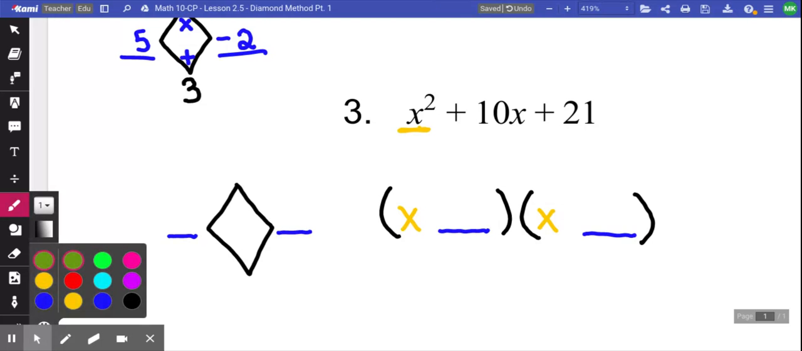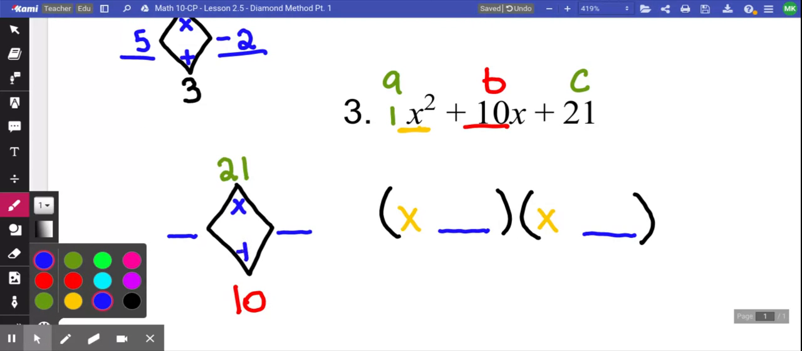On the top of your diamond method is your A value, which is 1, times your C value, which is 21. 1 times 21 is 21. The bottom number is your B value, which would be 10. You're looking to find two numbers that multiply to be 21 and add to be 10. Two numbers that multiply to be 21 would be 7 and 3. 7 and 3 also add to be 10.